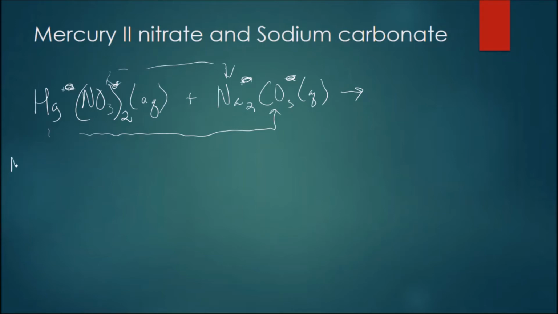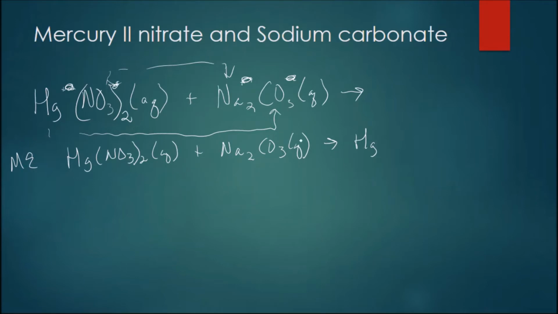So, our molecular equation is going to look like this. Hg(NO3)2 aqueous plus Na2CO3 aqueous yields mercury goes with carbonate. Mercury is +2, carbonate is -2. So it's perfect. Plus sodium goes with nitrate. Now, we got these little 2's.